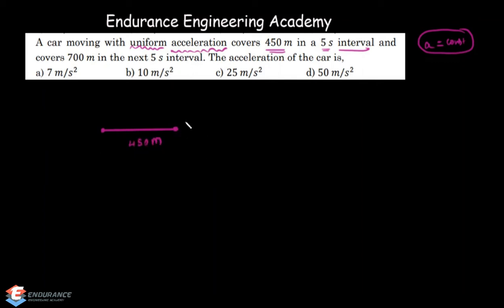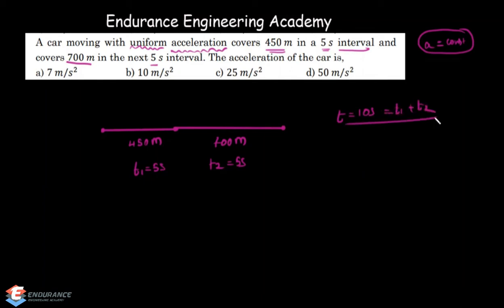Okay, and 700 meters in the next 5 seconds. So in the next 5 seconds, it is covering 700 meters. So time taken initially was 5 seconds, and for this also 5 seconds, and total time taken will be 5 plus 5, which is 10 seconds, which is nothing but t1 plus t2. So s1, that is initial distance covered, was 450, and s2 was 700 meters.